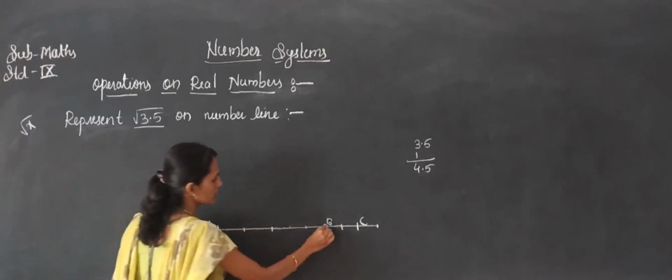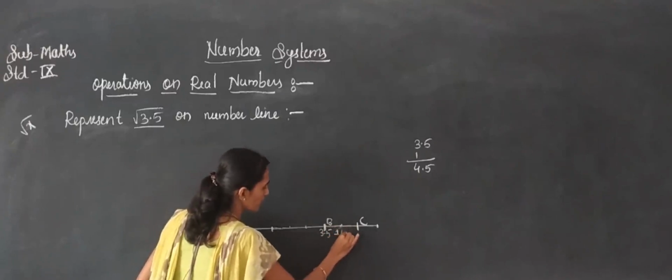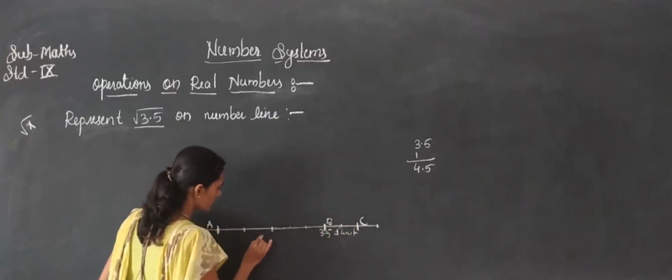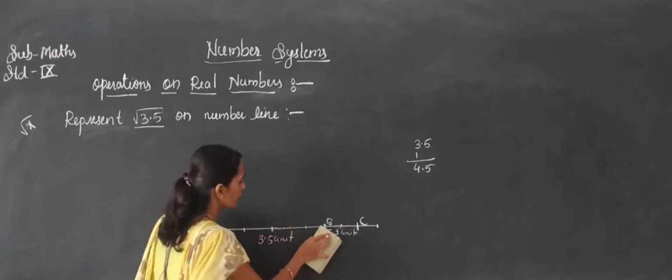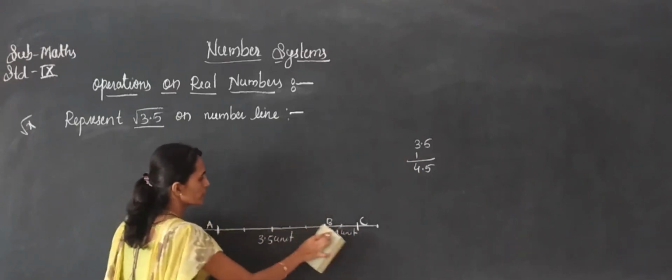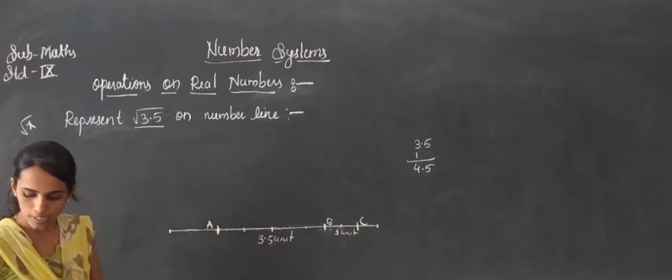So from here to here this is 3.5, and you have taken 1 extra unit. This is 1 unit extra. And from here to here that is 3.5 units. From A to B is 3.5 units, B to C is again 1 unit, totally 4.5 units. So then how to represent it?